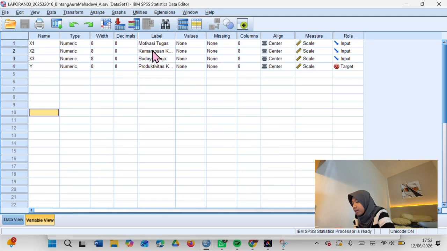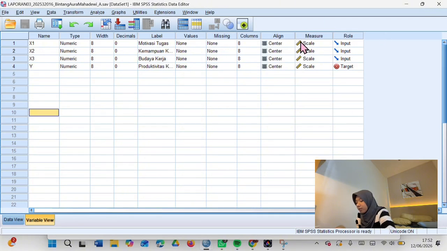X1 represents tax motivation. X2 represents work ability. X3 represents work culture, and Y represents work productivity.